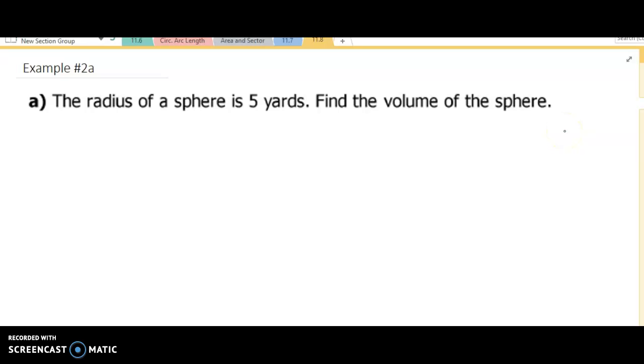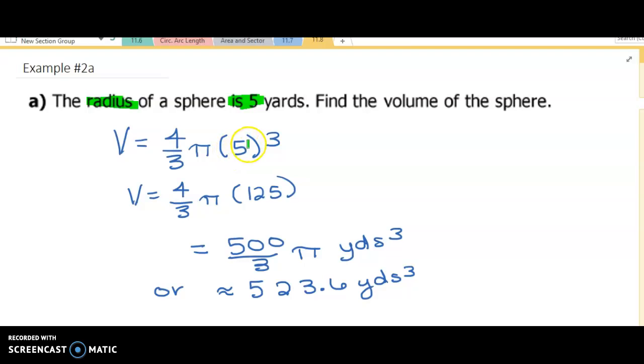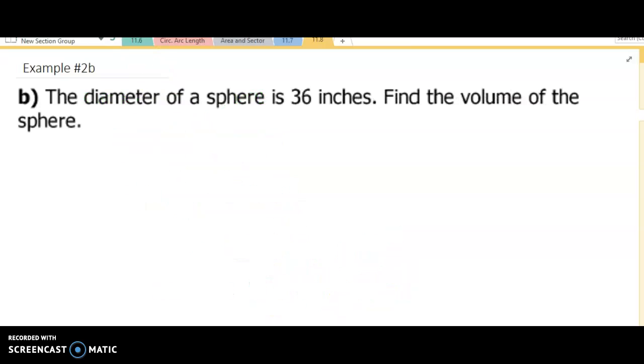All right, so here's example 2a. So this is the same as what we had before, so I want you to go ahead and do this one, find exact and find estimated, and it tells you that the radius is 5. All right, so when you plug your 5 in for your r, you get 4/3 pi times 125. You reduce that, you get 500 over 3 pi yards cubed. That would be exact, or roughly 523.6 yards cubed.